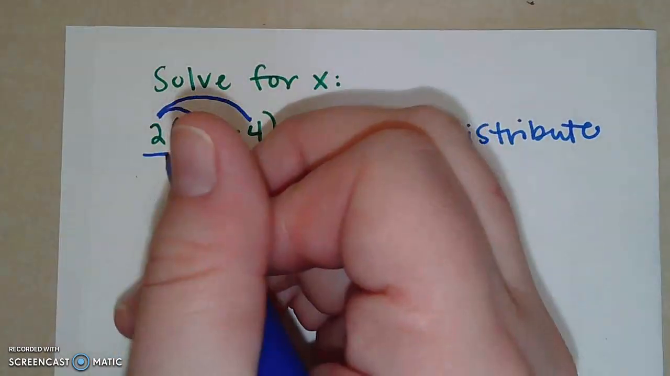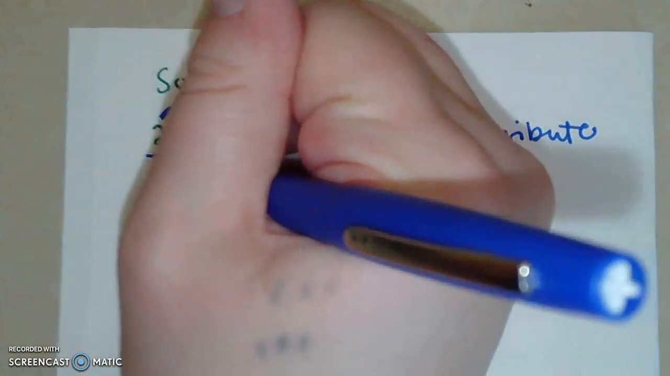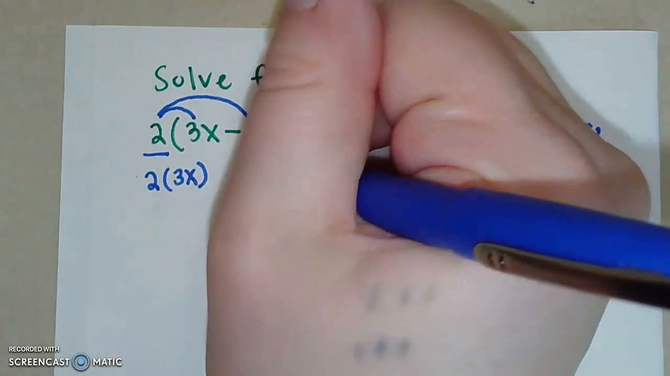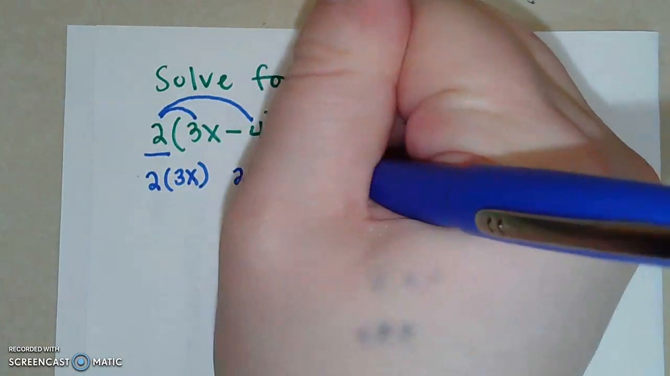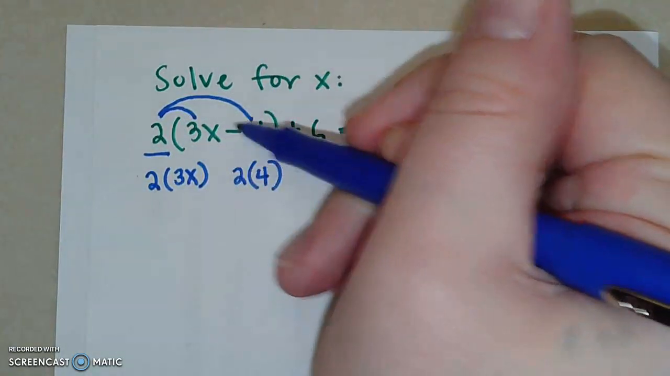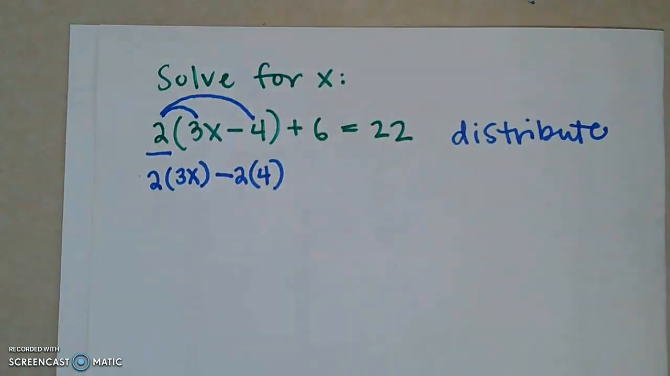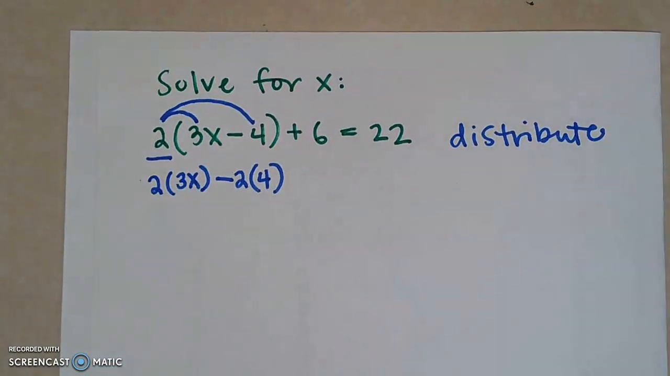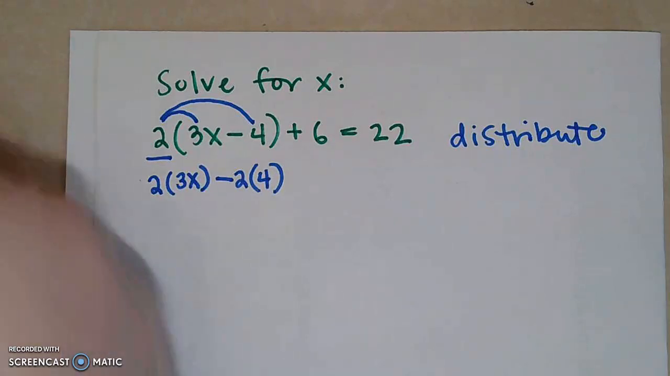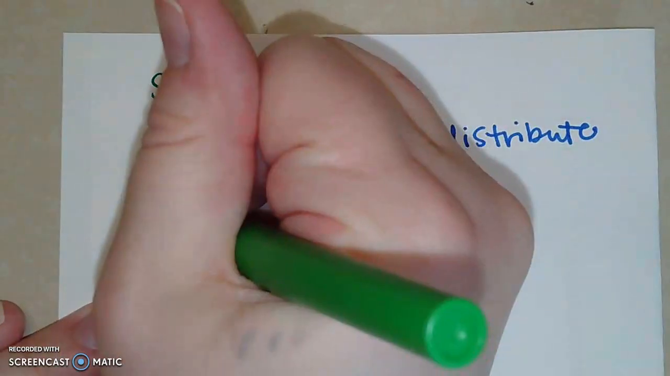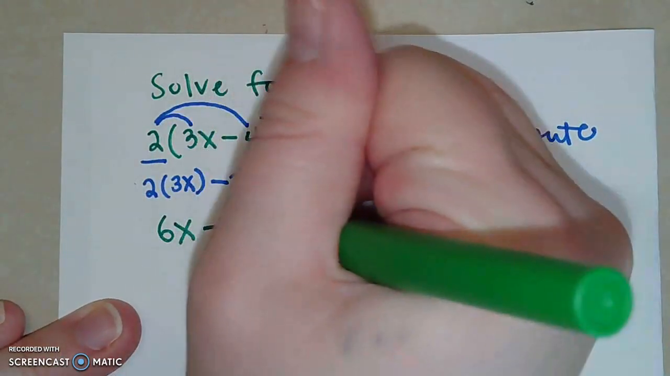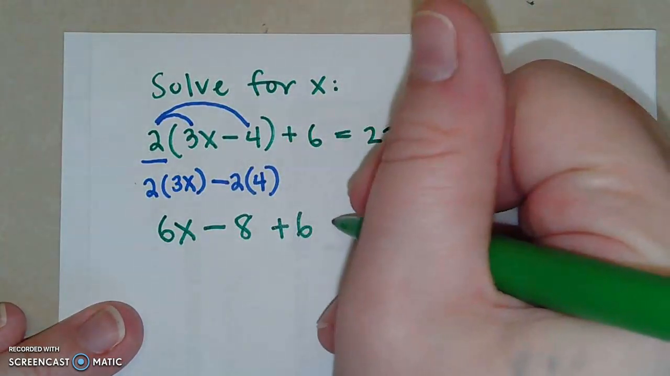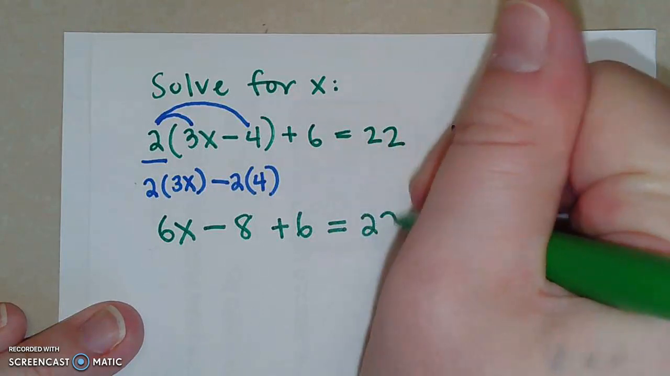So what I mean by that is I am doing 2 times 3x. I'm also going to do 2 times 4. And I'm going to choose to view this as a minus, so I'm going to put a minus between them. So that is distribution, just multiplying. So this simplifies out to be 6x minus 8. I'm going to drop that plus 6 down, drop the equals, drop the 22.